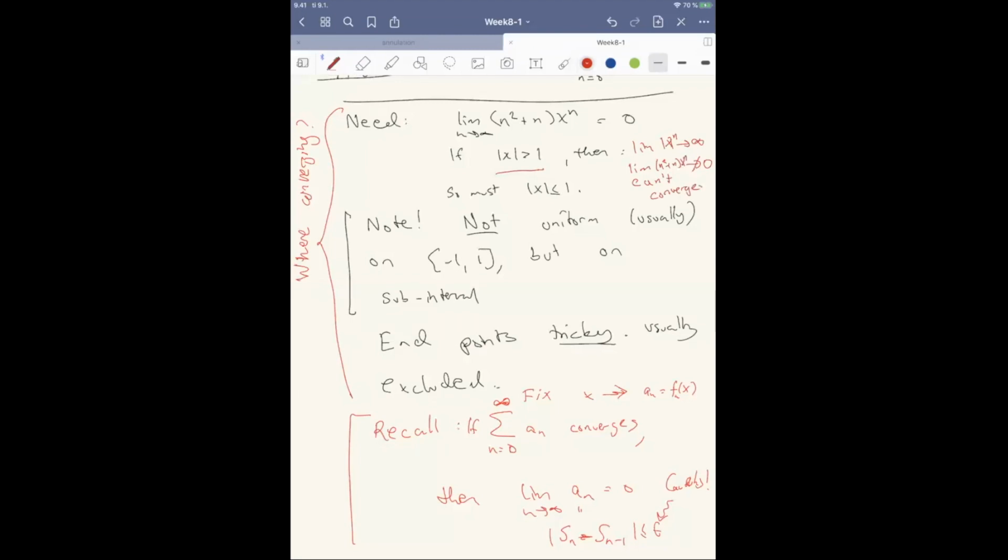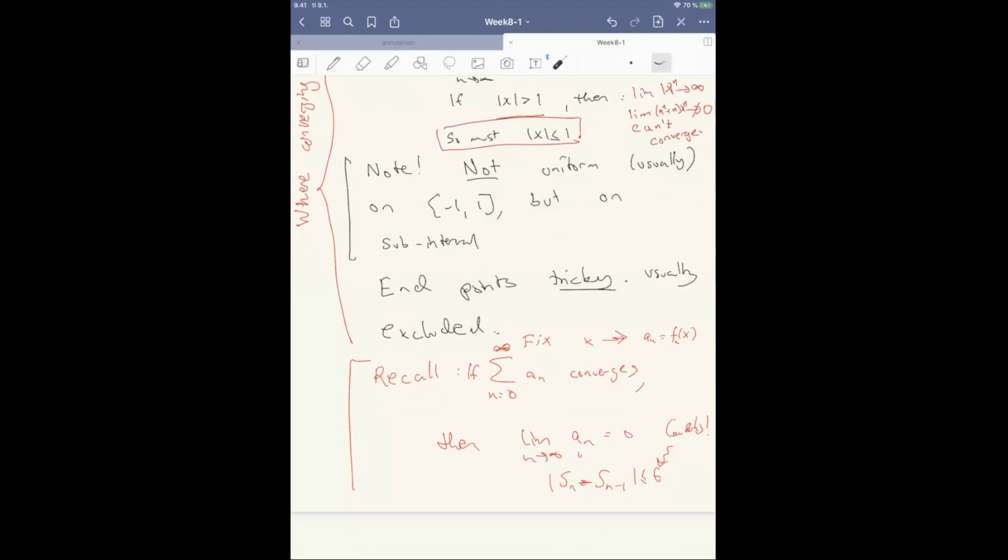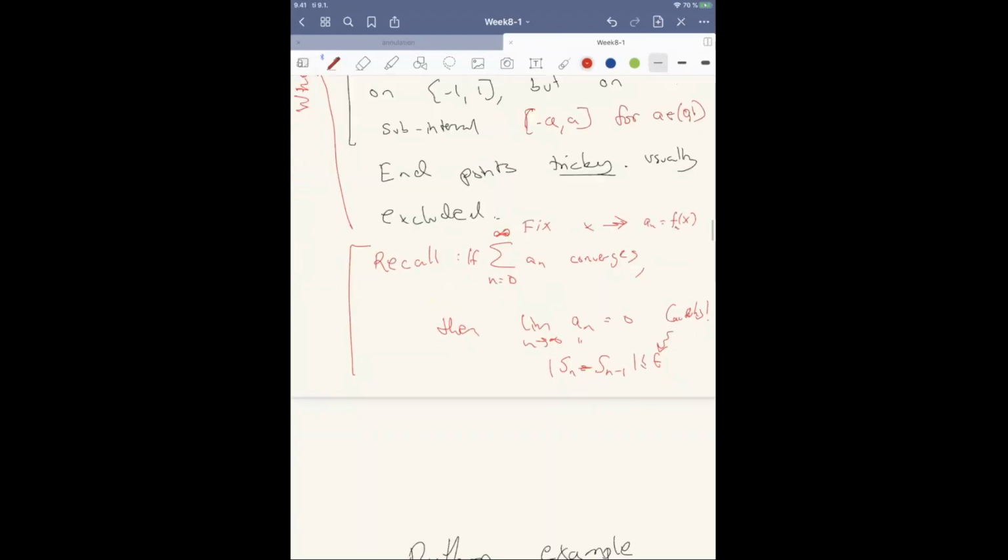Indeed, we must have then that x has absolute value less than 1. Now, a common thing with power series is that in such a setting these endpoints will cause a problem. In a sense, the bounds there are not as good as inside, as we will see. So we have to look at subintervals, minus a to a, for a in the open interval (0, 1). So we're excluding the endpoints by looking inside. Usually they're excluded. Sometimes you can say things about the endpoints.